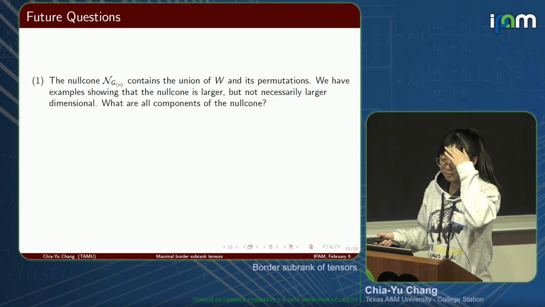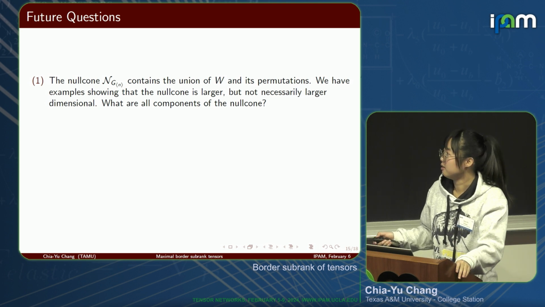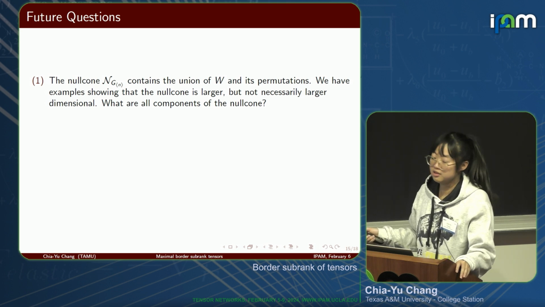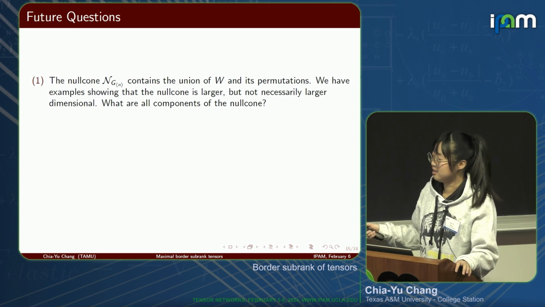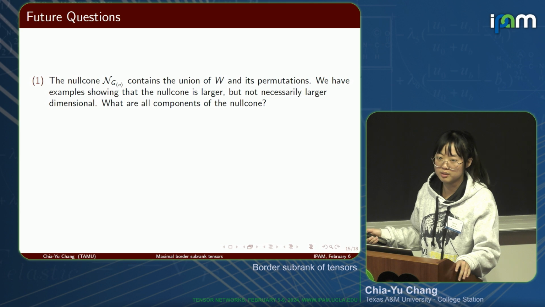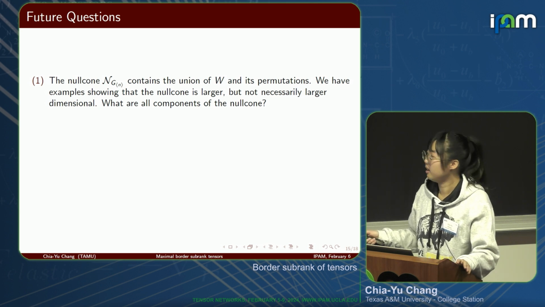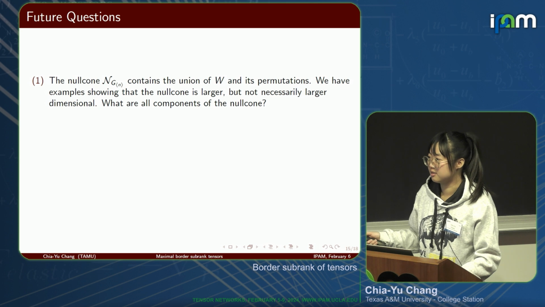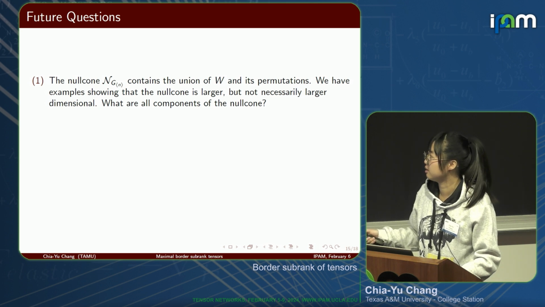Now I want to talk about some future questions about the project of border subrank. The neural comb, we now know, contains the union of W and its permutations, and we have examples showing that the neural comb is larger. It is a union of linear spaces, and we have examples where the linear spaces have smaller dimension, and also some with the same dimension but not isomorphic to W. We are wondering what all the components of the neural comb are.